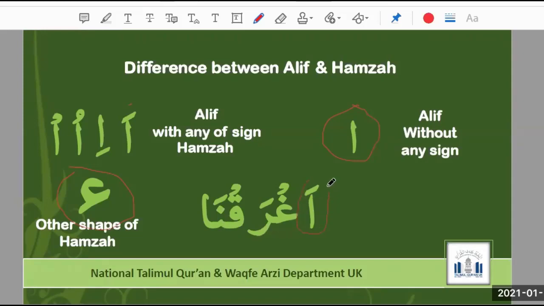This alif is not anymore alif. This is now a hamza sound because it carries fatha on the top. But this alif at the end is still alif because it hasn't got any sign or stroke on it. So this is Hamza sound and this is alif. That's the difference I want to make sure everyone is familiar with.